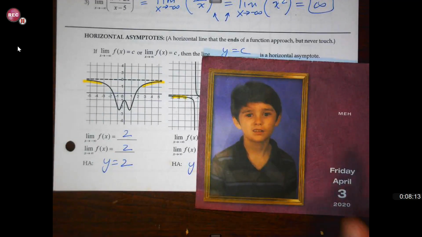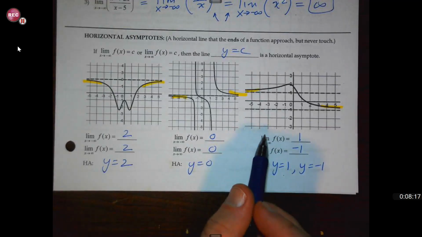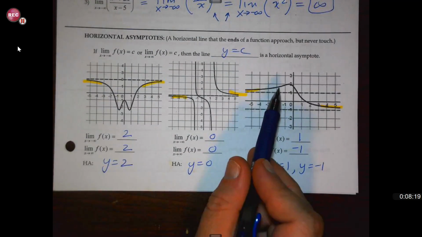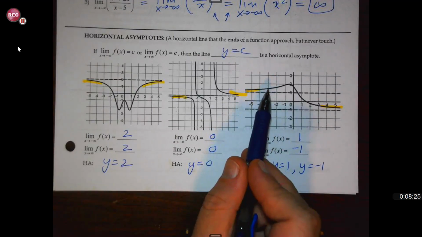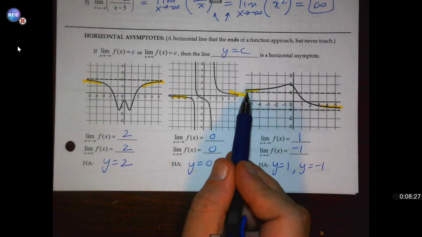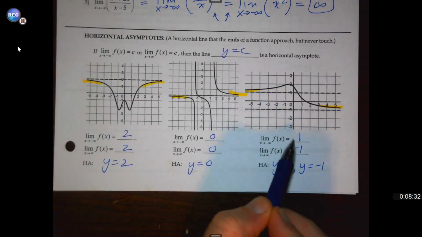All right, welcome back, y'all. Let's take a look. So I highlighted each end of the graph. So on the left end, as x approaches negative infinity, the f of x values get closer and closer and closer to this dashed line. And the equation of that dashed line is y equals 1. So that limit would be positive 1.